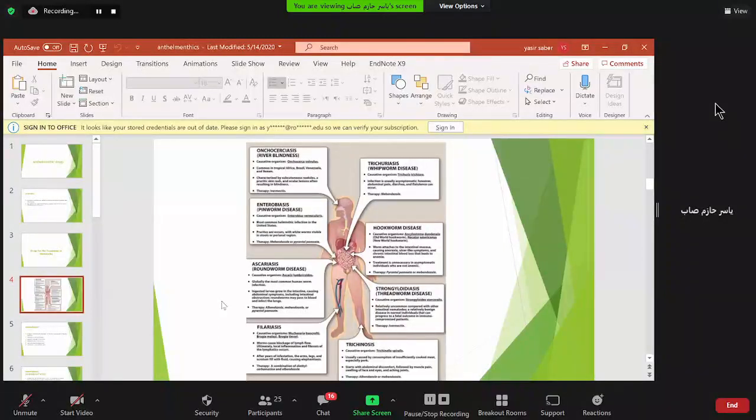Trichuriasis, or whipworm disease, the causative organism Trichuris trichiura. The infection is usually asymptomatic. However, abdominal pain, diarrhea, and flatulence can occur. Therapy: the drug of choice is mebendazole.